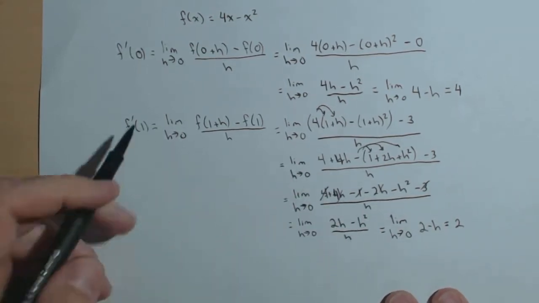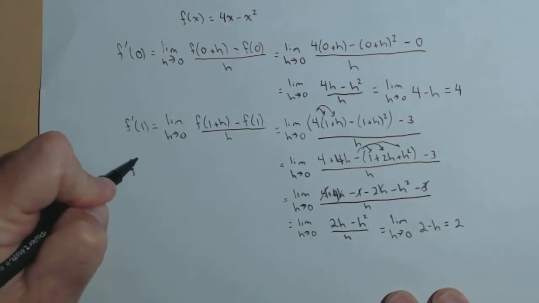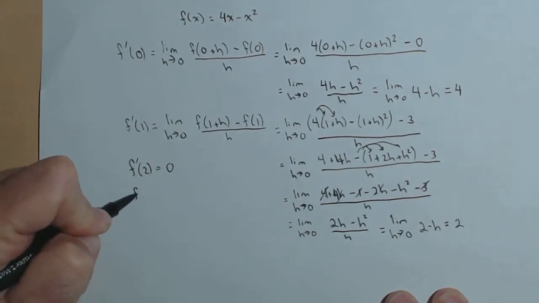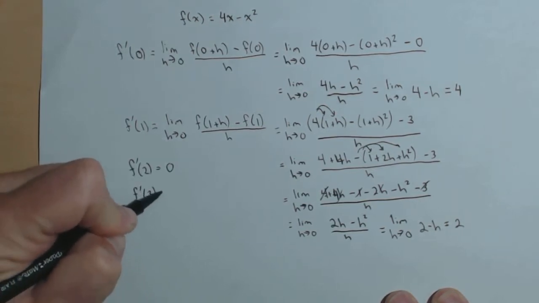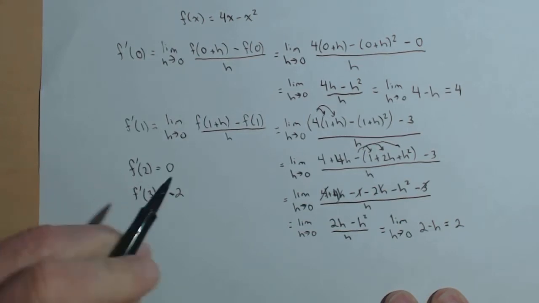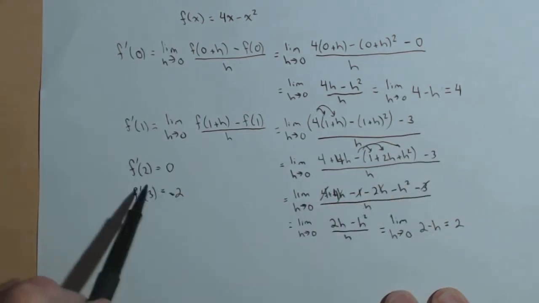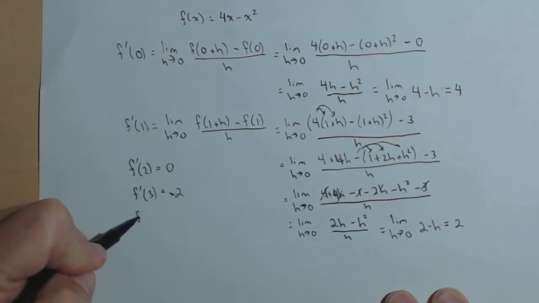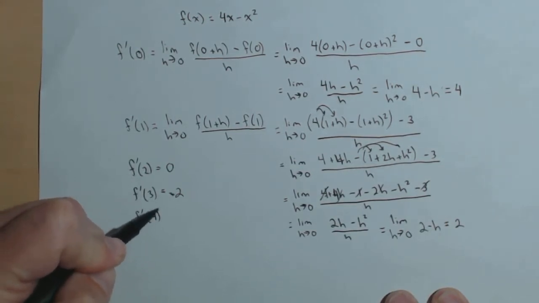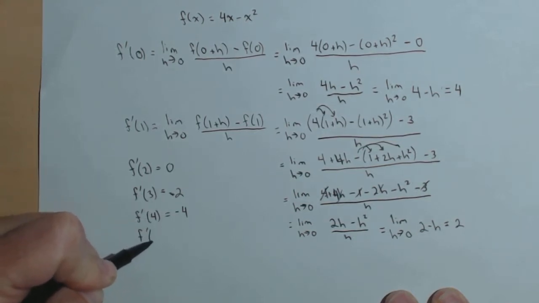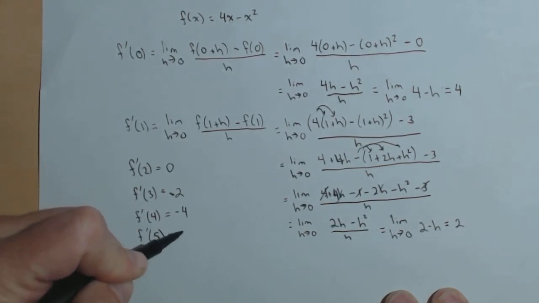So, for time's sake, I'm not going to keep recalculating. The work's the same regardless of which one you're doing. So f prime of 2 comes out to be 0. F prime of 3 comes out to be negative 2. And you might start to notice a pattern. Every time our input's going up by 1, our derivative is going down by 2. So we could extrapolate this and say, well, then f prime of 4 is going to be negative 4, and f prime of 5 is going to be negative 6.